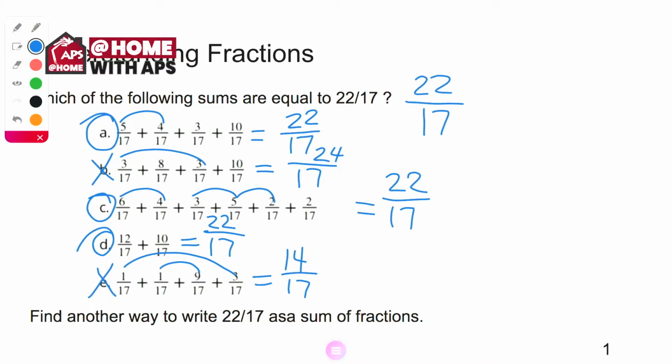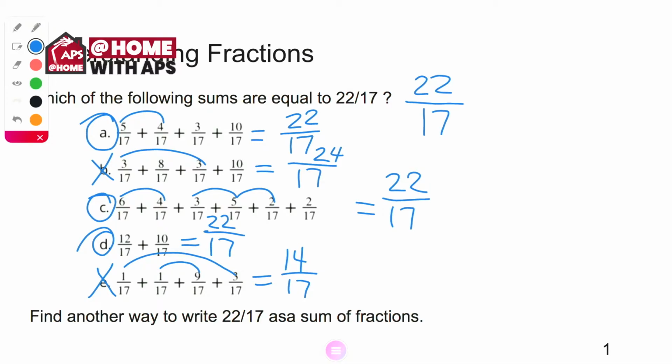Now this next one, you're going to come up with 2 or 3 possible solutions that could work. I'm going to come up with a couple, check to see if yours matches mine or if you came up with something different than me. So it says, find another way to write 22/17 as a sum of fractions. So that's just like what they did here. And they asked us to come up with different ones.